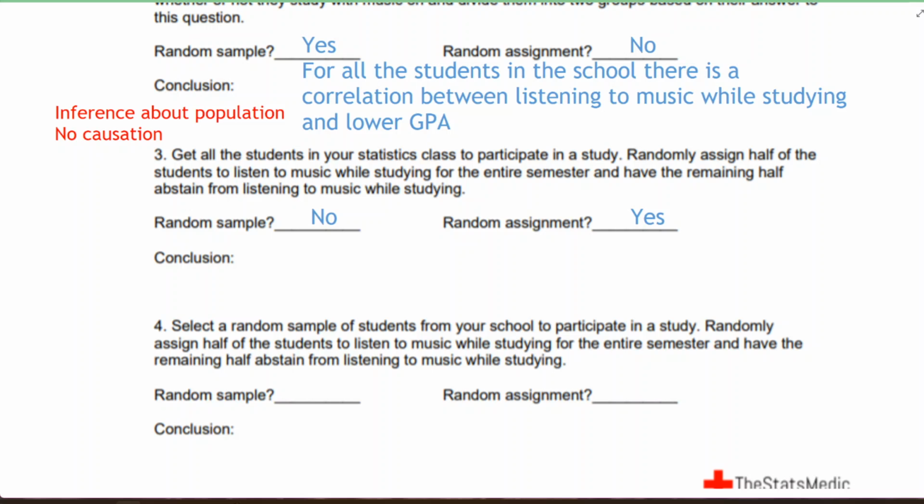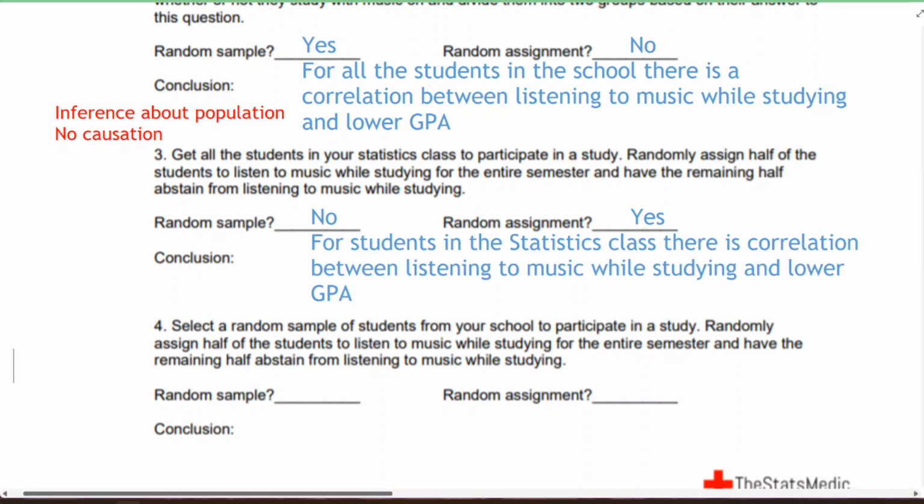This is kind of like the opposite of the one we did before, so we should be able to show a cause and effect relationship because of the random assignment of treatments. However, we can't generalize the population to the entire school because we only looked at the statistics class.